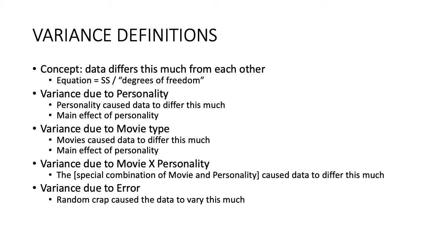There's also variance that's due to error. Well, what's that mean? That's variance that we know exists, we have no idea why. It's due to crap that we didn't think about or control. So ANOVA is just about parsing a complex data set into these various variance components.